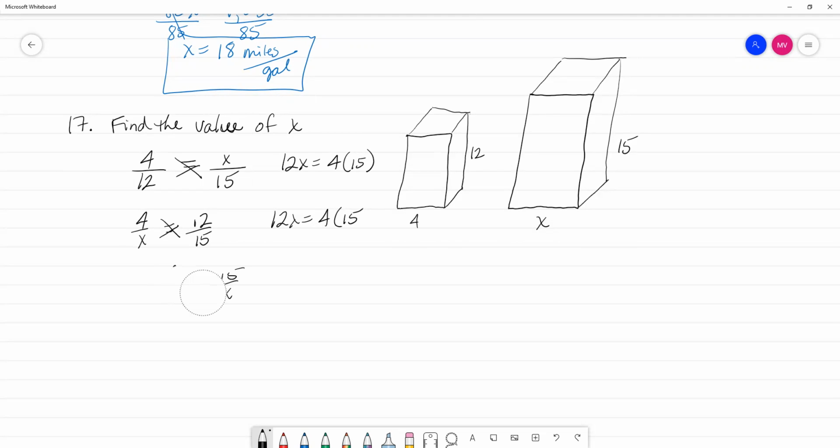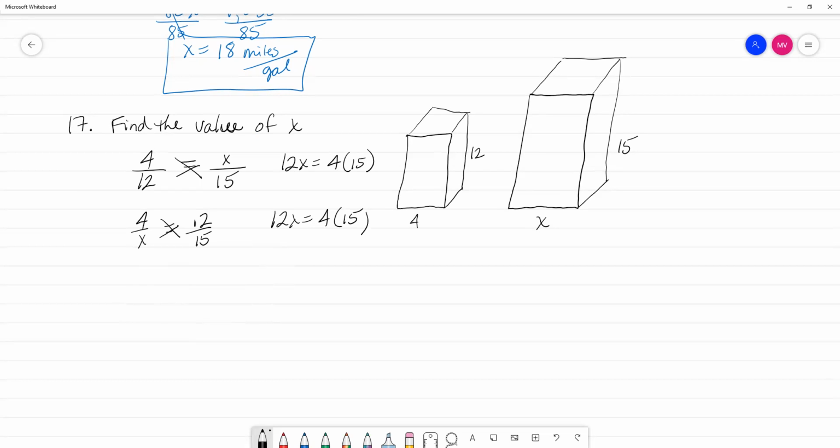Or I would see, 4 is to x what 15 is to 12. That would be the same thing. In this case, I've got the smaller figure base against the larger figure base, but then I've got the larger figure height against the smaller figure's height. So the proportion is not right because it's not the same on both sides. So that's where you've got to be super careful.